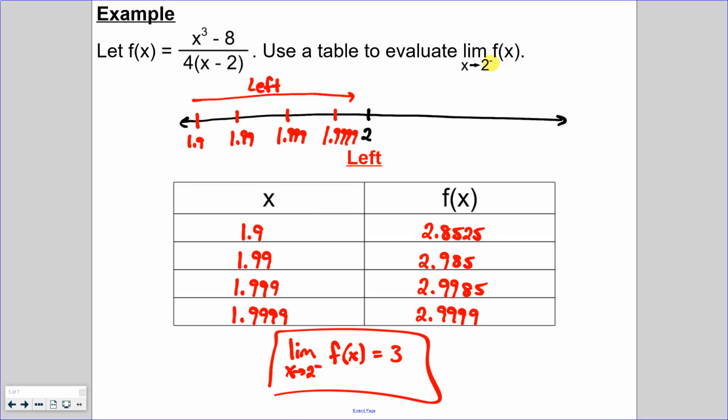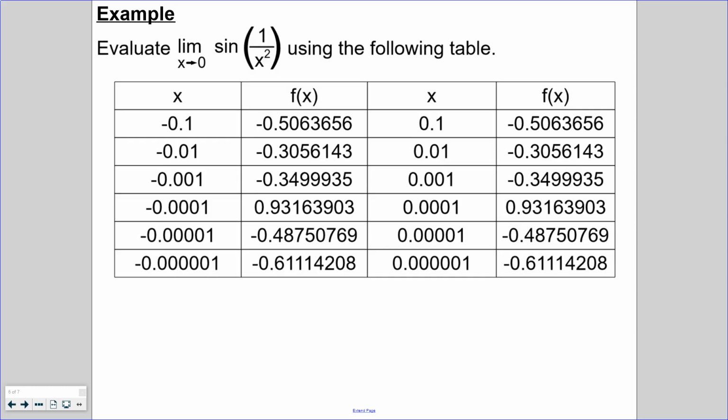Not difficult at all, but it is a little time consuming to have to write out these tables all the time. Alright, so our last two examples are going to be dealing with tables, but the tables are already given to us. So we just need to look at the table and determine what the limit is going to be with the table.